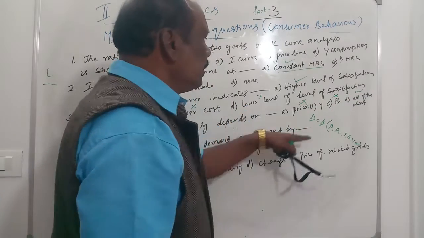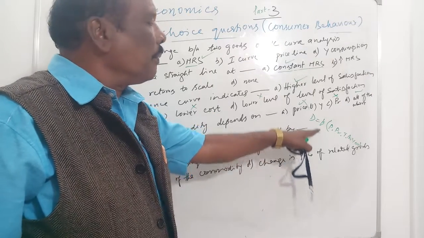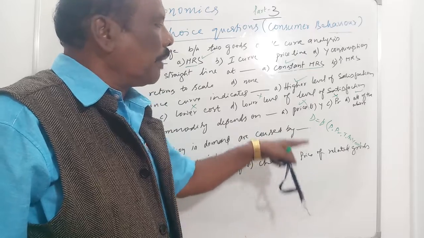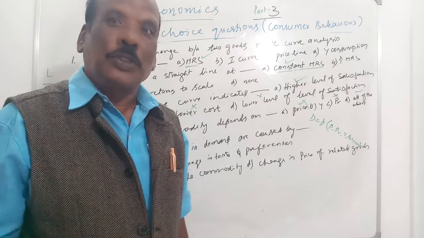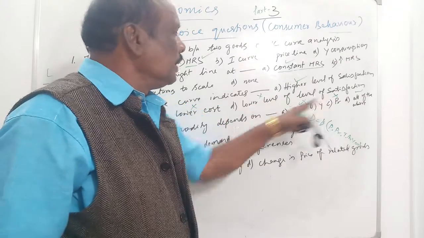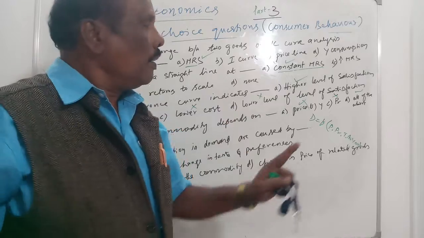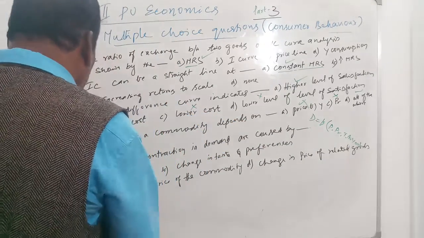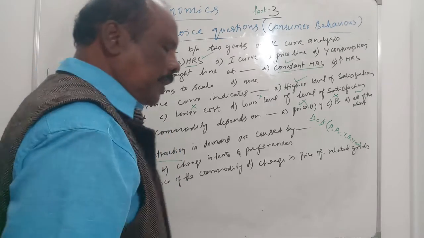This you should write: all. Demand for a commodity depends on the price of the commodity, price of related goods, taste, preference, income, advertisement, and so on. So you should write all. The demand for a commodity depends upon all of the above. Okay, coming to the last one, expansion and contraction.